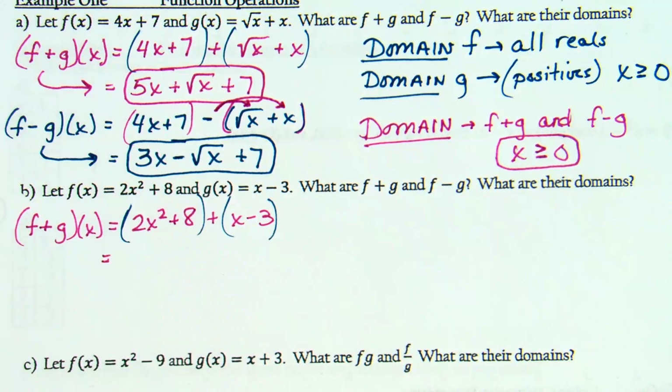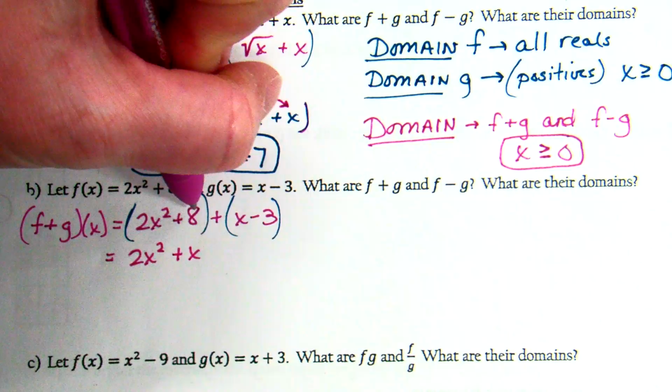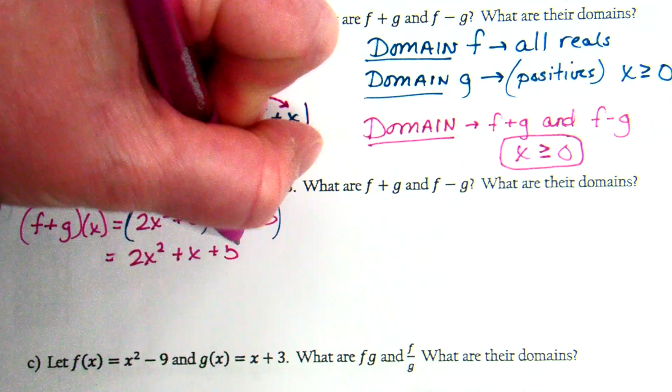Put them together. What do you got, Kendra? 2x squared plus x plus 5. Okay. There's a 2x squared, no other like terms. There's an x, no other like terms, so those carry down. And there's a whole number 8 and a minus 3. 8 minus 3 is 5. And unless there's any other like terms you can put together, you're done there.